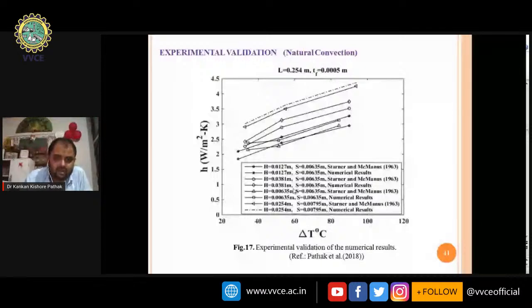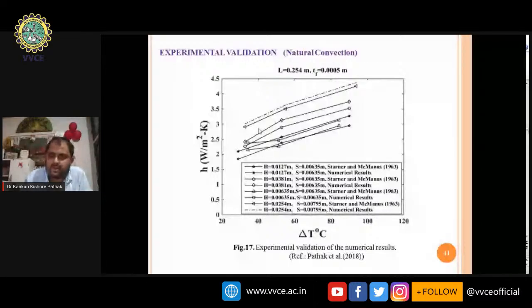We have considered the criterion as the difference between the surface temperature and the ambient temperature, that is the temperature difference. We have selected the temperature difference along the x direction, and then we are finding the heat transfer coefficient. That means from the experimental results, we first considered the heat transfer coefficient for this particular temperature difference. Then we reproduced the same data by giving the same values in our numerical code, and then we are getting this. That means the variation is very small.